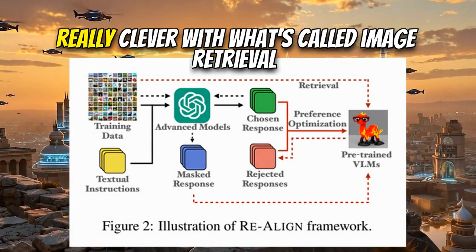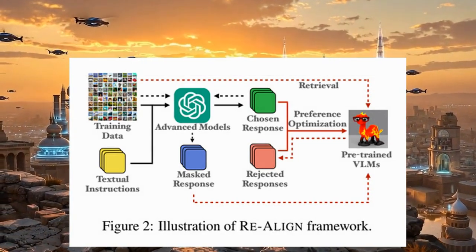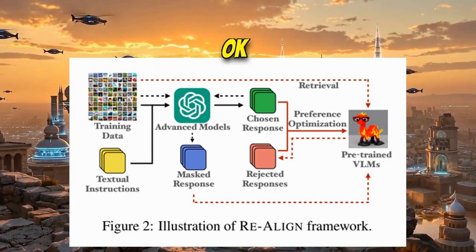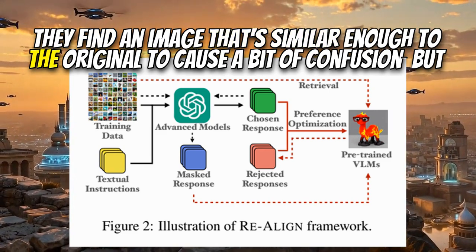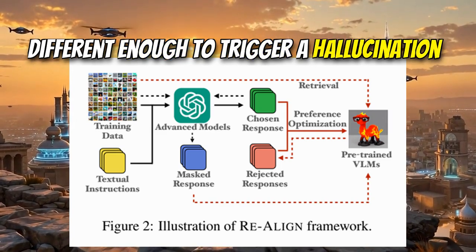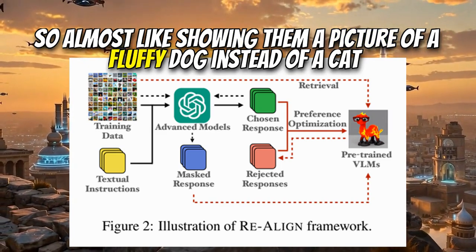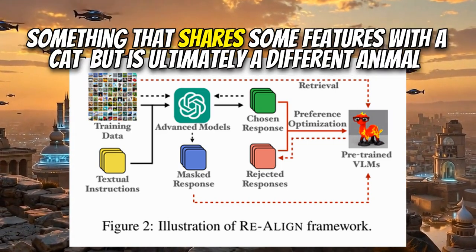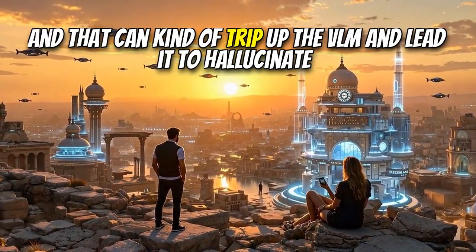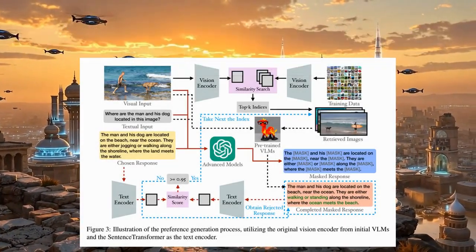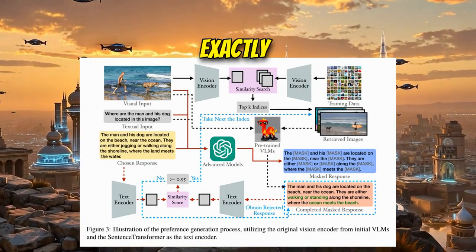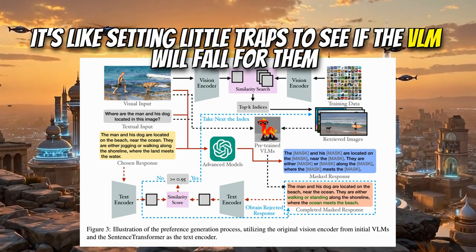Realign is doing something really clever with what's called image retrieval. Imagine giving the VLM a spot-the-difference challenge. They find an image that's similar enough to the original to cause a bit of confusion, but different enough to trigger a hallucination. Almost like showing them a picture of a fluffy dog instead of a cat. Exactly, something that shares some features with a cat but is ultimately a different animal. That can trip up the VLM and lead it to hallucinate. So by doing that on purpose, they're able to control it and train it. It's like setting little traps to see if the VLM will fall for them.